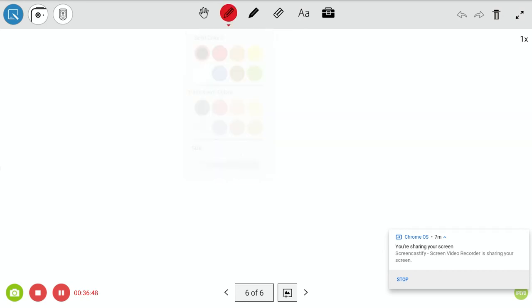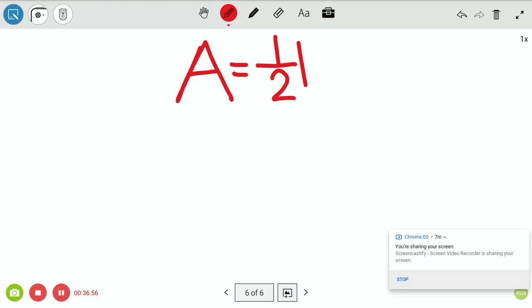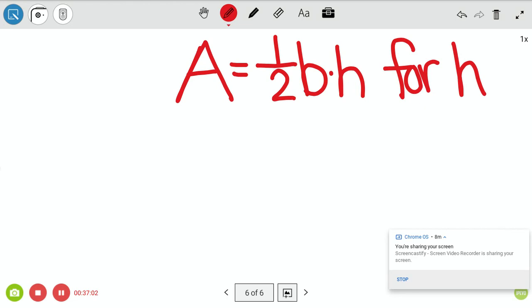Do you guys know the formula for area of a triangle? If you want to find the area of a triangle, we're going to do 1/2 base times height. Now, I'm going to solve this for the height. Now, you might have different variables, but make sure you pay really close attention to this. All right, we are solving for h.